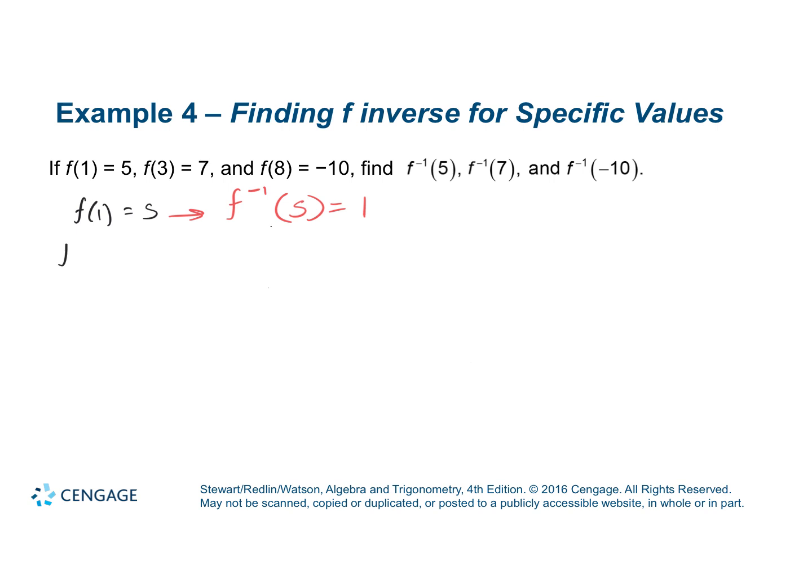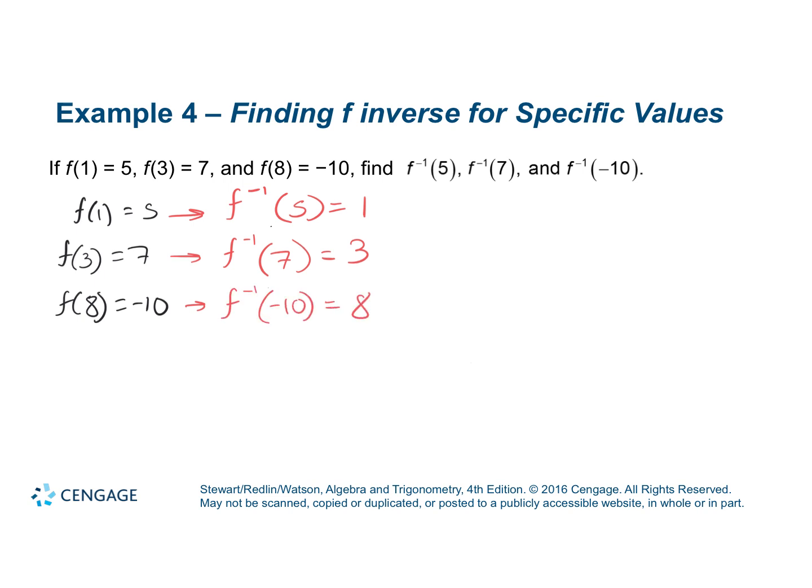So I'm going to write the other ones. f(3) = 7. f(8) = -10. Now, the inverse of this one is going to be the inverse function. Again, since your y becomes your x, it's going to become 7, and since your x becomes your y, this will be 3. Same for the last one: it would be -10 for the new x and 8 for the new y.